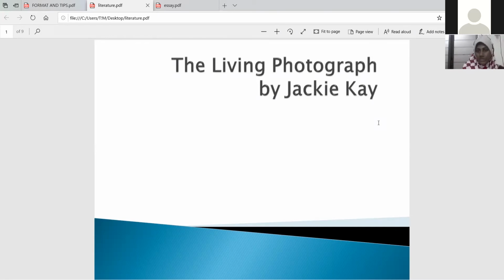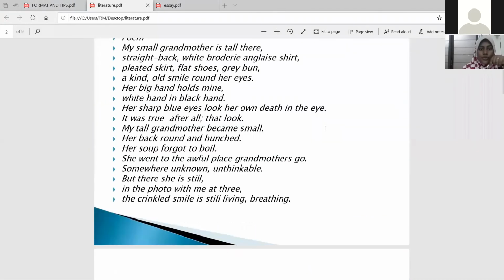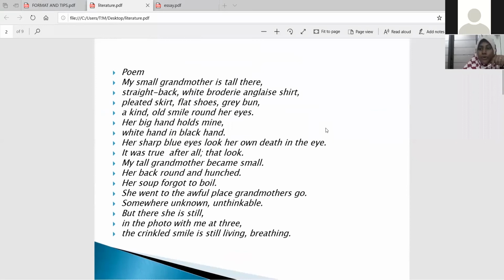It happened to be a real story, so they have made it into a poem, and it's written by Jackie Kay. So you have to know who the writer of the poem is. Sometimes they do ask the question, who's the writer? So you should know who has written the poem. I have put it in point form, but I'll explain to you one by one.